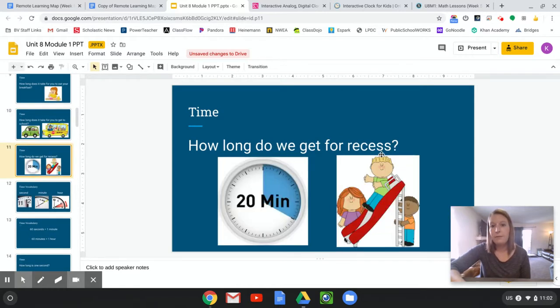How long do we get for recess? We haven't had recess in a while either, but when we're out on the playground, we have about 20 minutes, maybe 25 minutes before we have to line up and go to lunch. So that's how long our recess is.